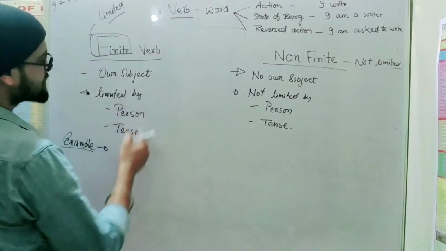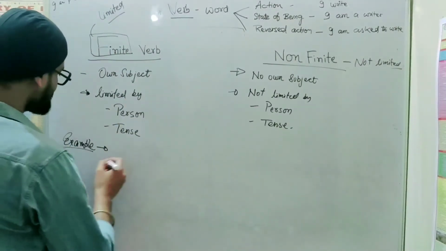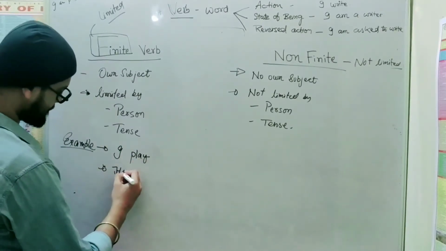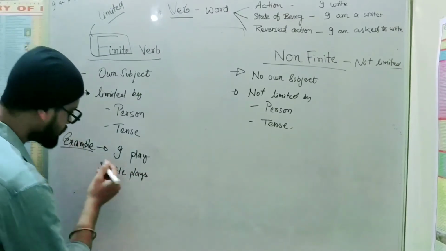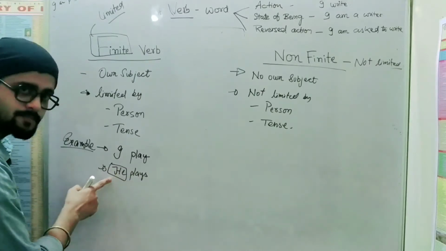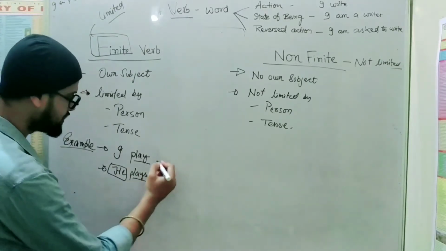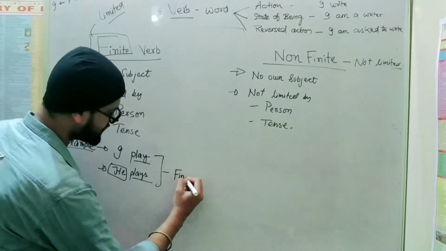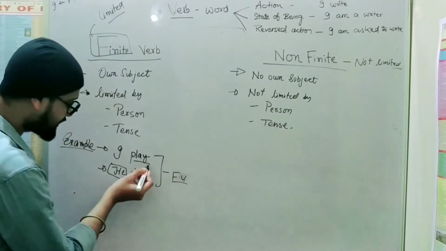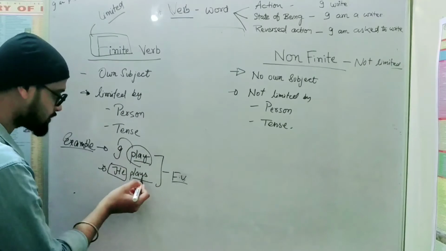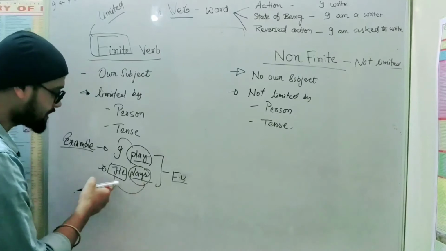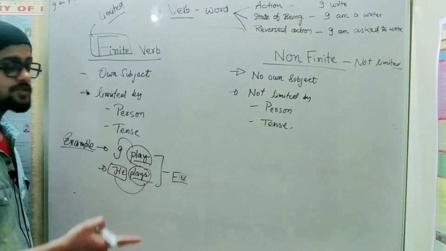Okay, let me give an example for the finite verb so that you may understand in a better way. If I write I play, he plays. Did you understand? Here I is your first person, on the other hand he is your third person. Now play and plays will be called your finite verb. Why finite verb? Because it actually changes as per its subject. If it does not change as per its subject, then this will be called your non-finite verb.